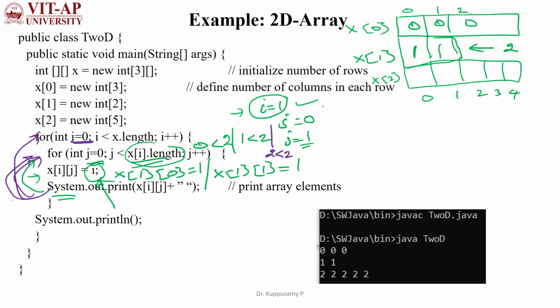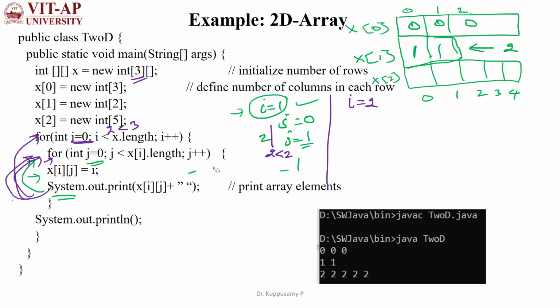Now the I value is incremented, so I becomes 2. What is the condition here? 2 less than x dot length, which is here 3. So the condition is true. Once the condition is true, we come into the jth for loop. The jth for loop is newly created again and initialized with 0. So J is 0. Then x of I dot length is here 5.